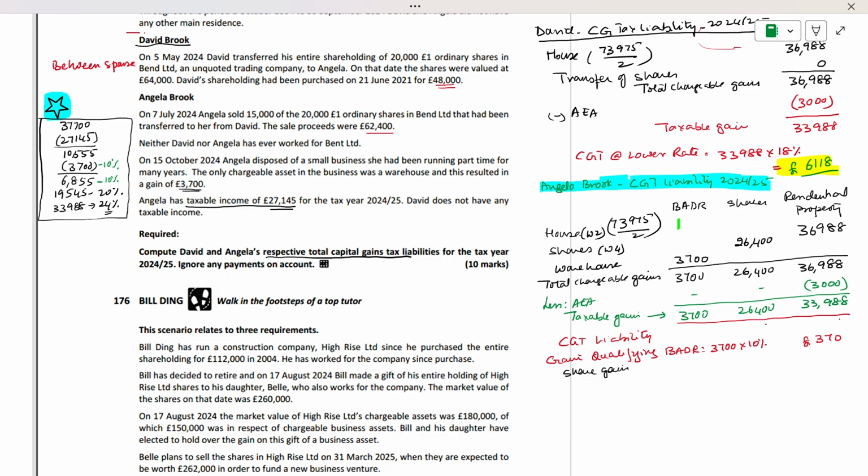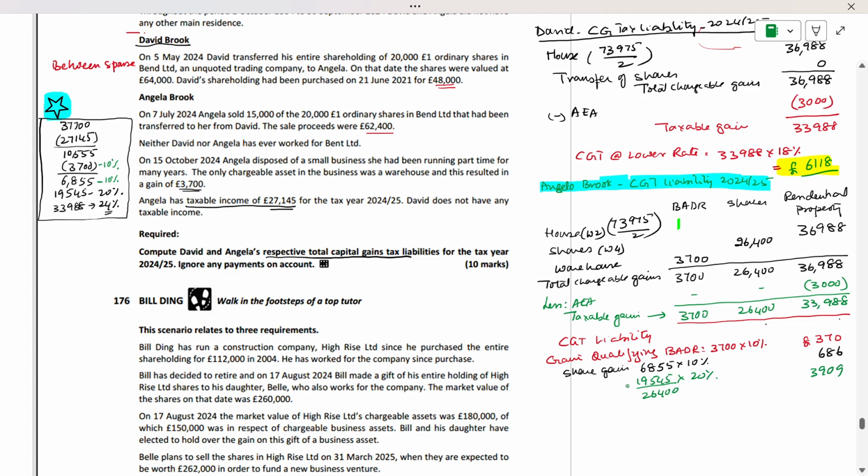We have done this. 6,855 at the rate of how much? At the rate of 10%. It comes to how much? 686. 685 or 686, that is not a big issue as such. Okay, next. The balance is how much? 19,545 times 20%. How much will you get? So 3,909.